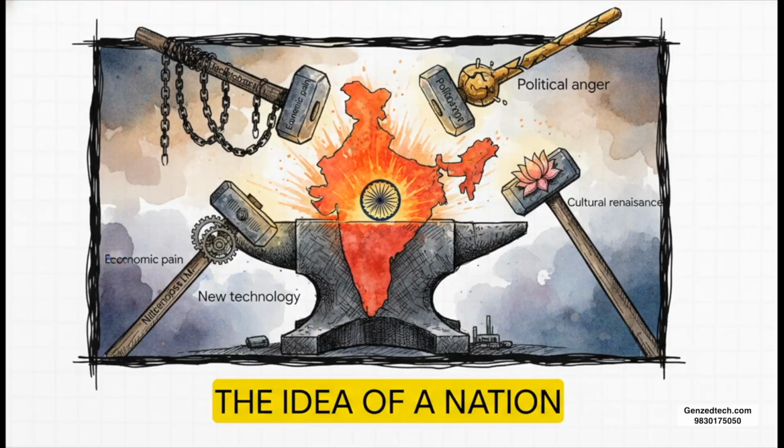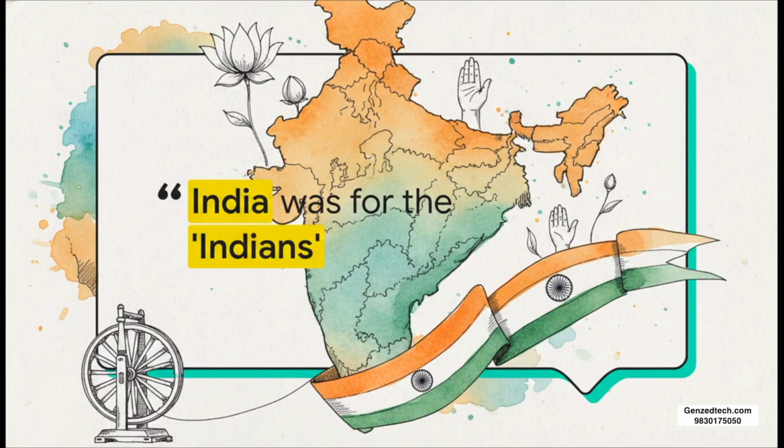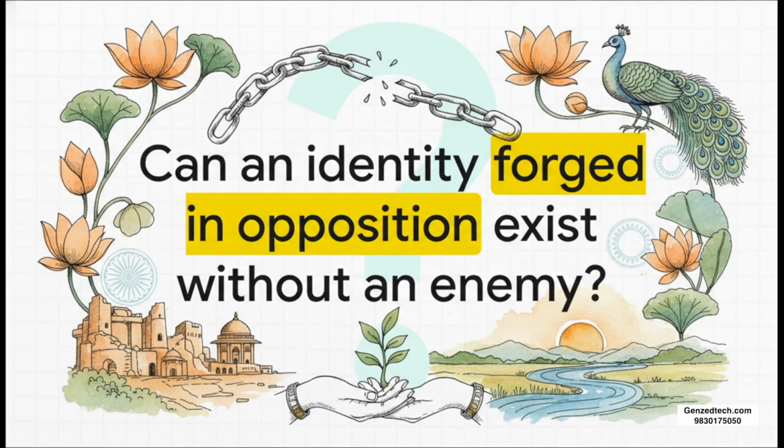So you see, it was never just one thing. It was this powerful cocktail of economic pain, political anger, a renewal of cultural pride, and brand new ways to connect and communicate. All of these forces came together, and they transformed what was once just a collection of territories into a powerful, undeniable idea, the Indian nation. And it all came back to that one simple, unifying belief that had been growing for decades. An idea that was once radical, but was now the engine driving a massive movement, that India belonged to the Indians.